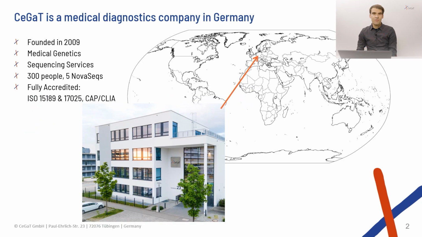I'm talking to you from the south of Germany, where I work at a company called CGAT, which was founded in 2009. We offer genetic diagnostics to medical professionals, but also sequencing services to research and pharma customers. We have 5 NovaSeqs, more than 300 gifted people, and we're fully accredited for both parts of the business.